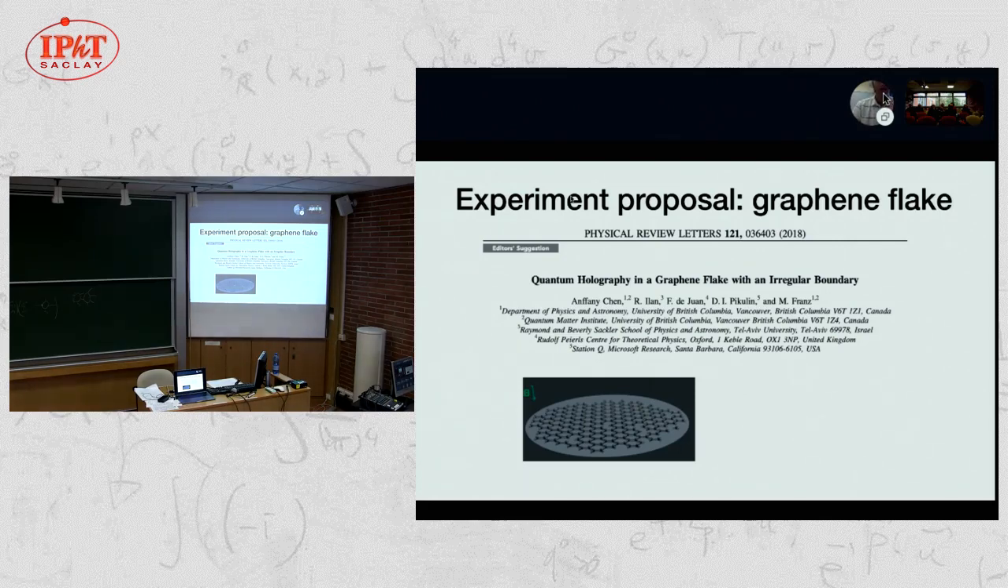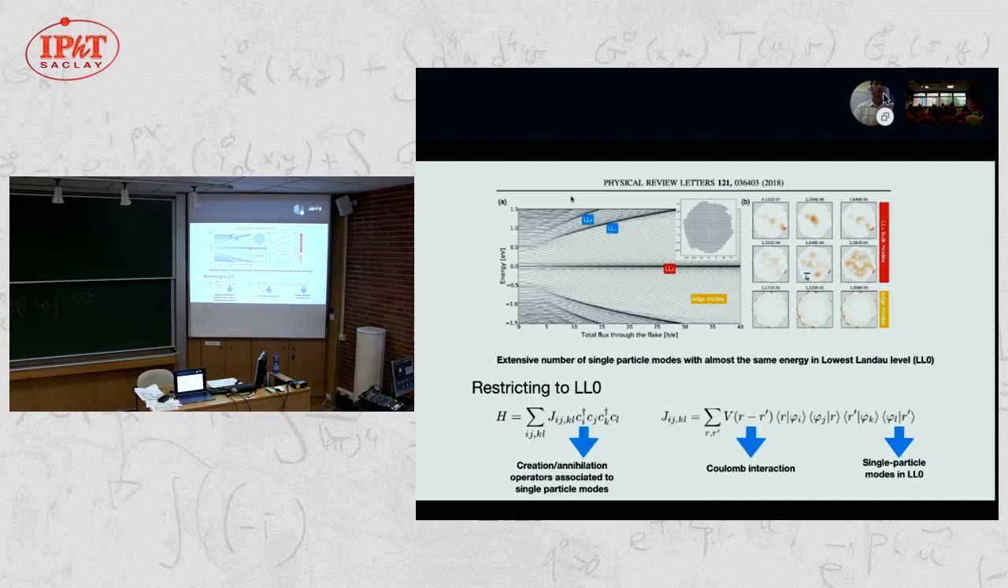Now how does this work? The crucial thing is that you need to add a transverse magnetic field to this material. You need to inject a magnetic flux, and when you do that, as their calculation shows, the single particle modes of this graphene with magnetic flux will have a highly degenerate so-called lowest Landau level, LL0.